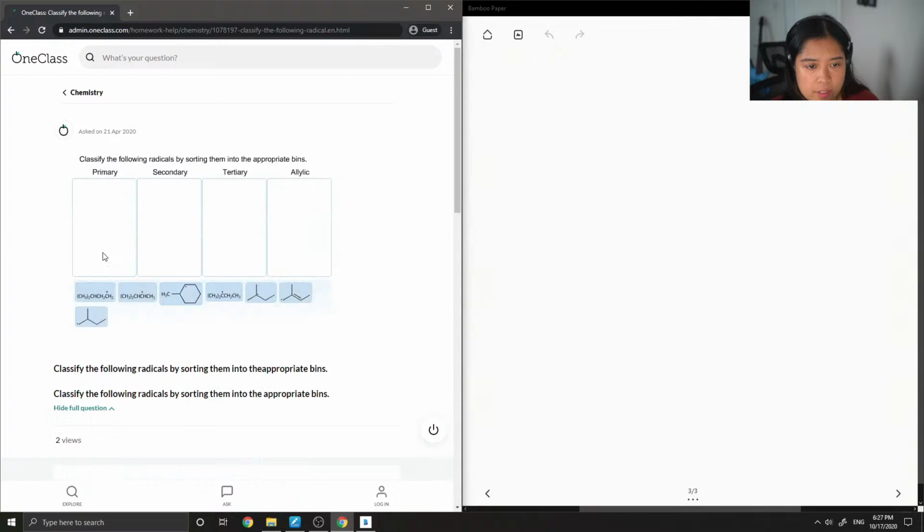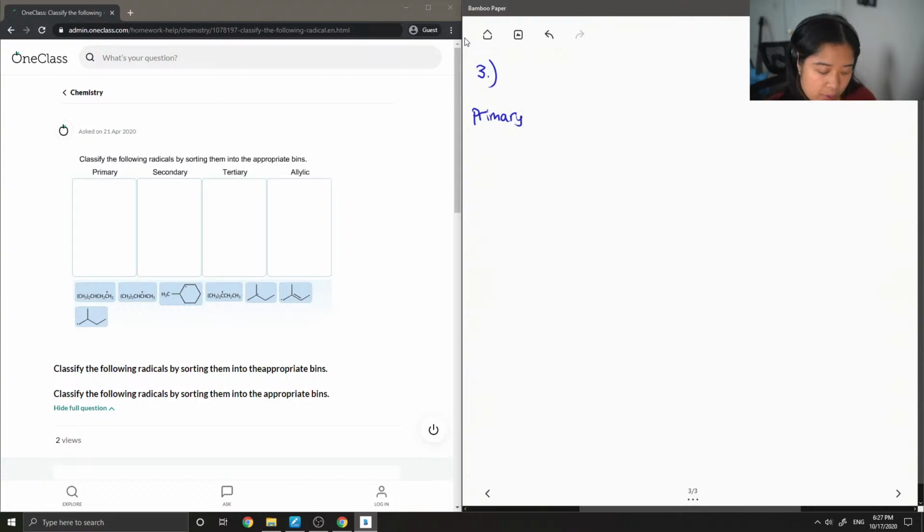Now we're on to question number 3. Classify the following radicals by sorting them into the appropriate bins. So you have primary, secondary, tertiary, and allylic. So I'm going to write all of those down and then give their definitions at the bottom.